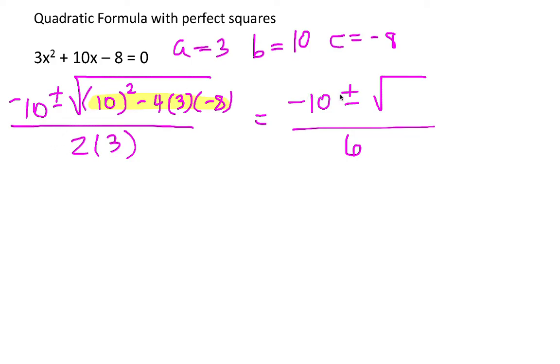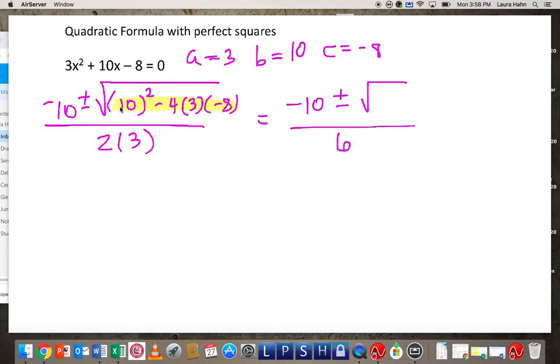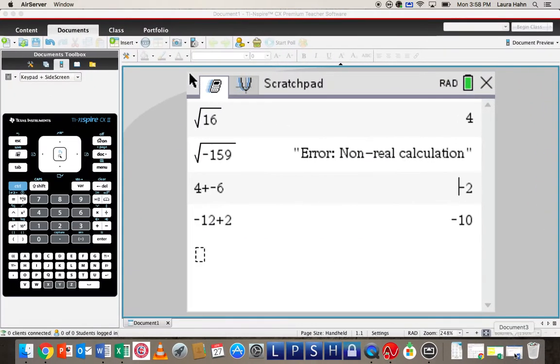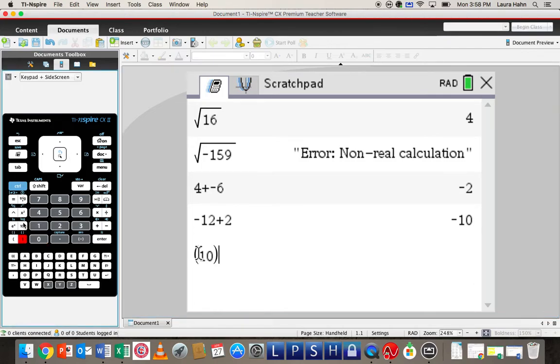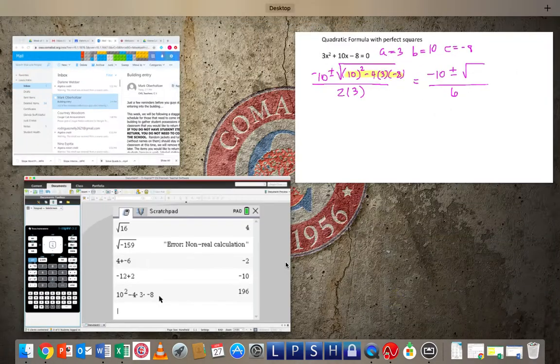All right, so what I'm going to do is get my calculator. Guys, you could do this in any calculator, but I'm going to pull up my Inspire just because that's what I already have on my laptop. And I'm typing in, remember, only the part that I highlighted, only the inside. So parentheses are important. So I'm going to have parentheses 10 squared minus 4 times my a, which was 3, times negative 8. Okay, so remember, this is what was on the inside. I'm going to go ahead and click enter. So I know all of that is going to simplify to 196.